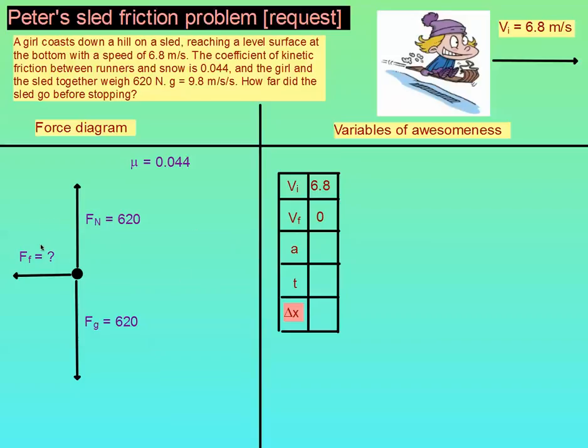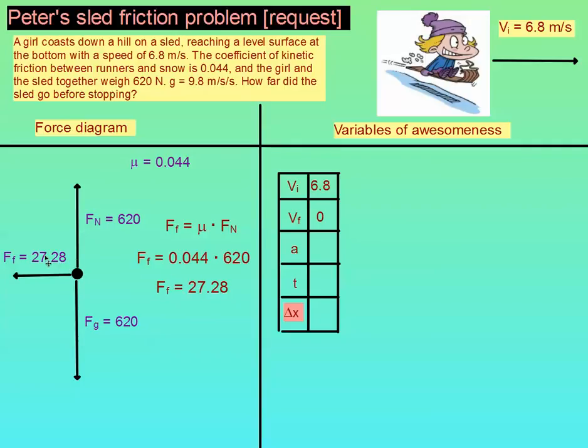Now the only missing puzzle piece in this force diagram is the force of friction over here. And the way that we're going to figure that out is with a special formula that connects this goofy coefficient of friction to the actual force of friction. And that's the fun formula. So the fun formula says that the force of friction on an object is equal to the coefficient of friction, which we call mu, times the normal force. The normal force tells you how much contact there is between those two surfaces. So if we multiply those two together, we get a force of friction of 27.28 newtons.